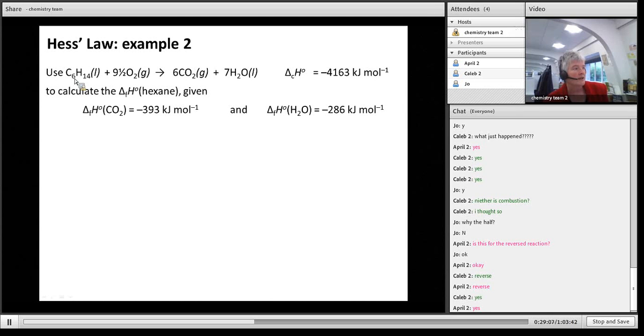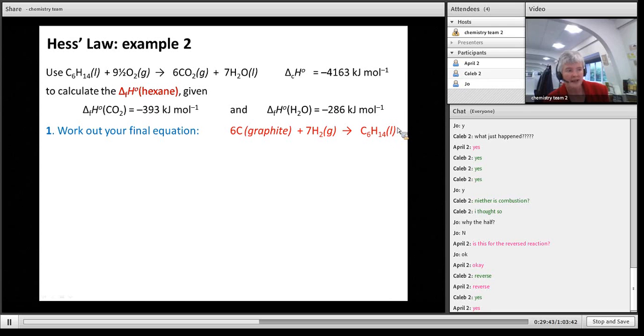So here I'm given a reaction of hexane being burnt, a combustion reaction, and I need to find out the formation of hexane if I'm given the formation of carbon dioxide and the formation of water. So I'm given three different bits of information, and I need to get the formation of hexane. So what sort of equation am I aiming for?